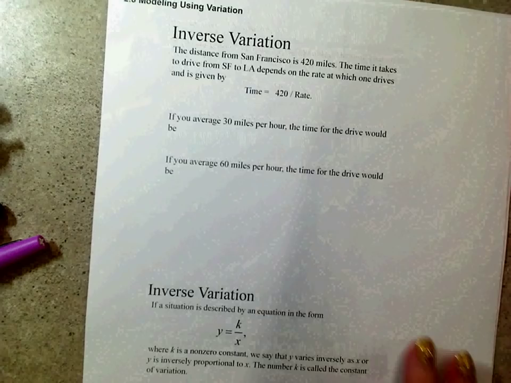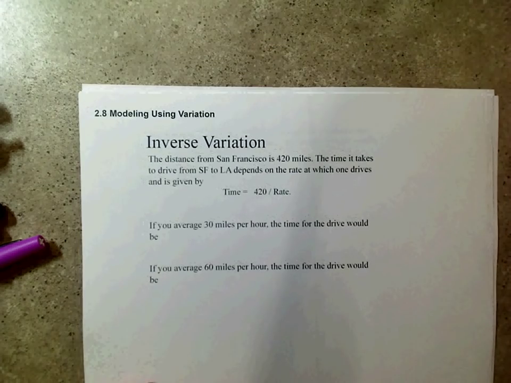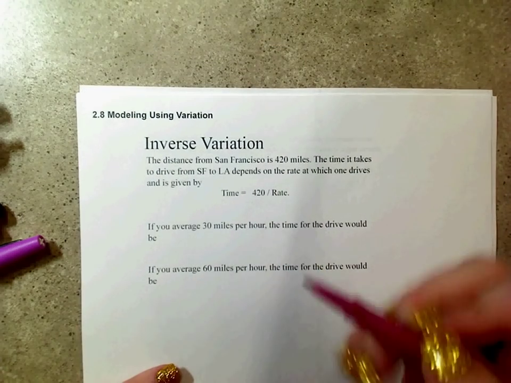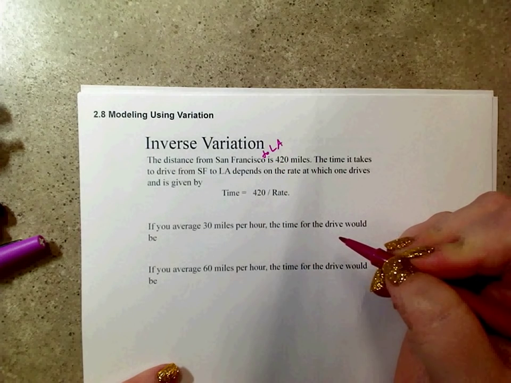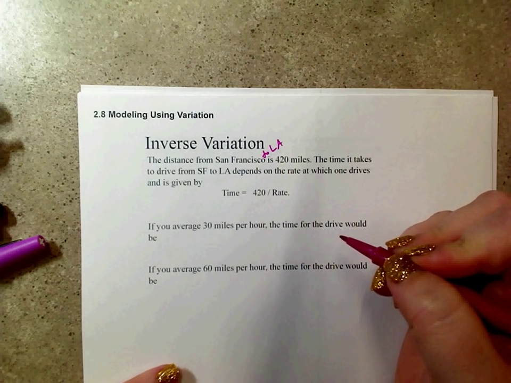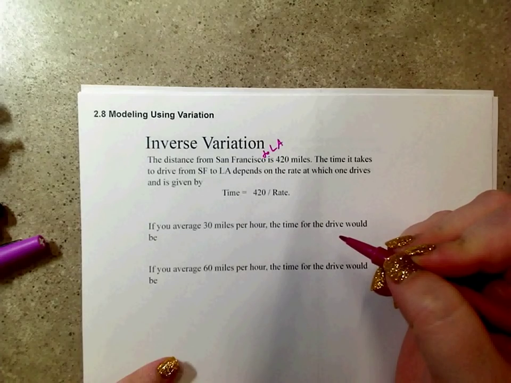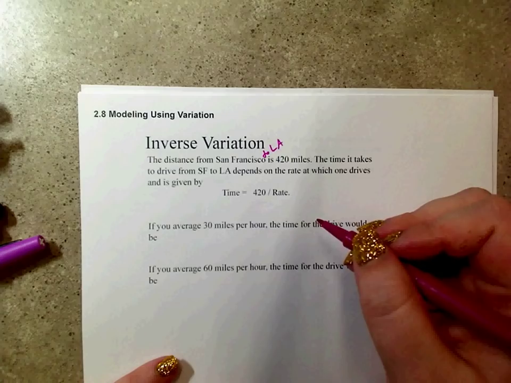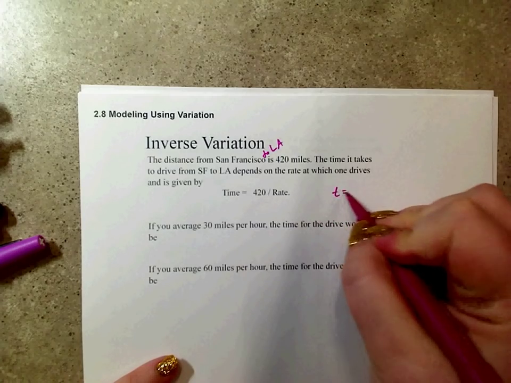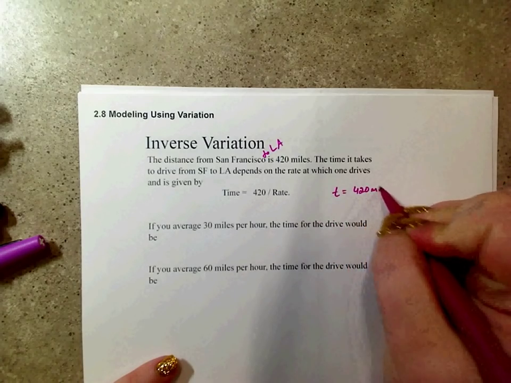Inverse variation. The distance from San Francisco to LA is 420 miles. The time it takes to drive from San Francisco to Los Angeles depends on the rate at which one drives and is given by this: time equals 420 miles divided by the rate.